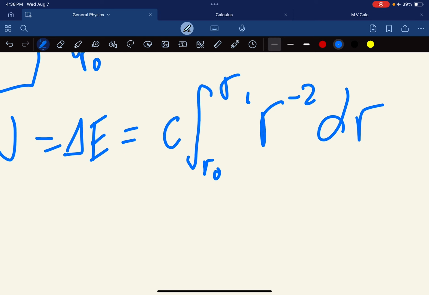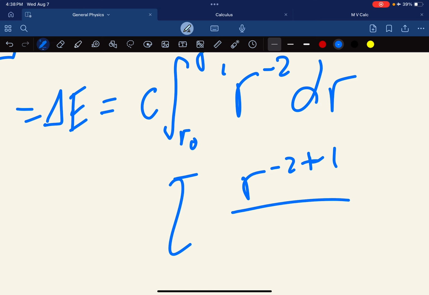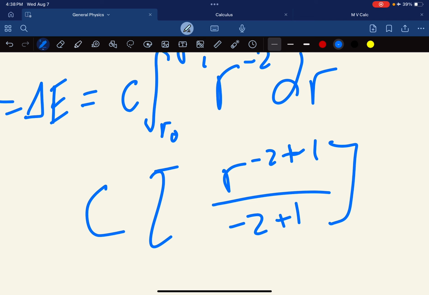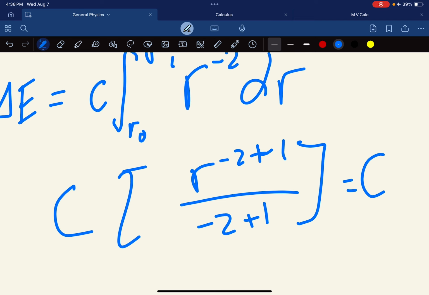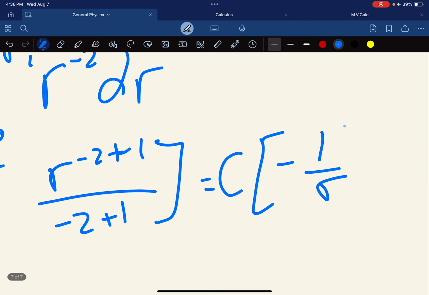Now we are going to be using the power rule for integration. So we have that this is equal to r to the negative 2 plus 1 over negative 2 plus 1, which is equal to this constant times negative 1 over r from r naught to r1.